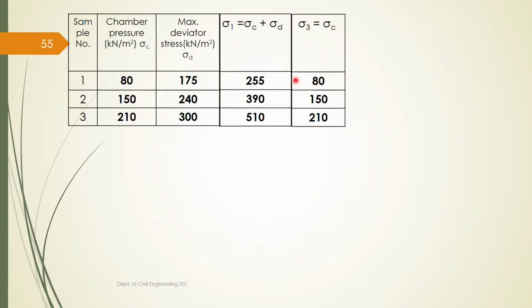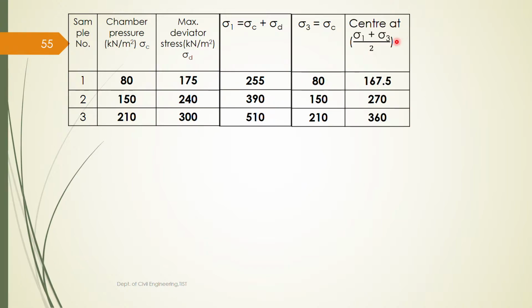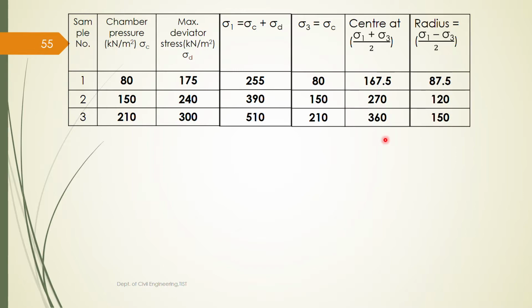Now you can find out the center and radius of the Mohr circles to be drawn. The center of the Mohr circles will be at sigma 1 plus sigma 3 by 2. Based on these values, we calculate the center point of the Mohr circle, and the radius is given by sigma 1 minus sigma 3 by 2. These are the radii of the Mohr circles to be drawn. Now this is the calculation for Mohr circles based on total stresses.